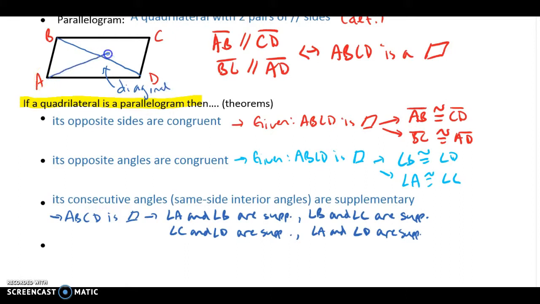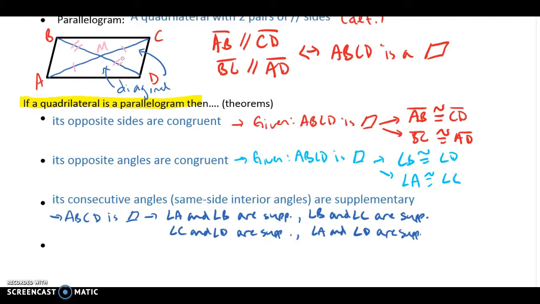And from A to C, that's another diagonal. So this theorem says basically the diagonals will bisect each other, meaning they cut each other in half. So that means from A to this intersection I'm going to call M, AM is congruent to CM, right? BM is congruent to DM.